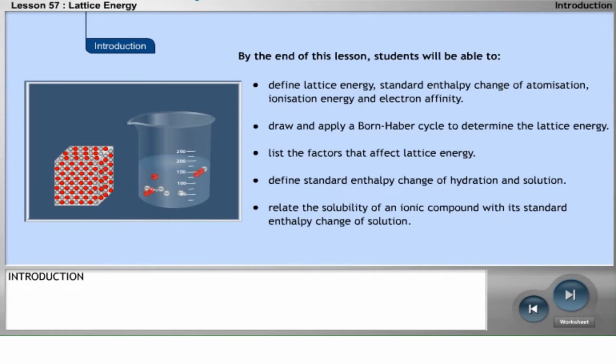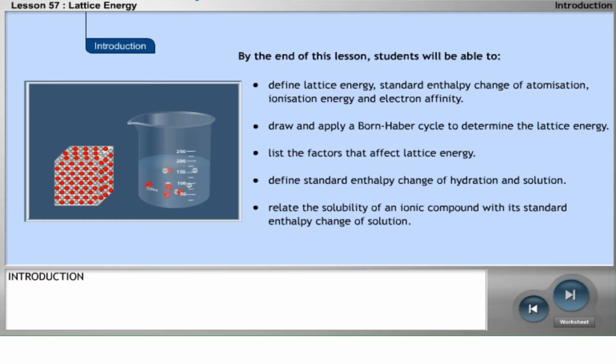Lattice energy. By the end of this lesson, students will be able to define lattice energy, standard enthalpy change of atomization, ionization energy, and electron affinity. Draw and apply a Born-Haber cycle to determine the lattice energy. List the factors that affect lattice energy.